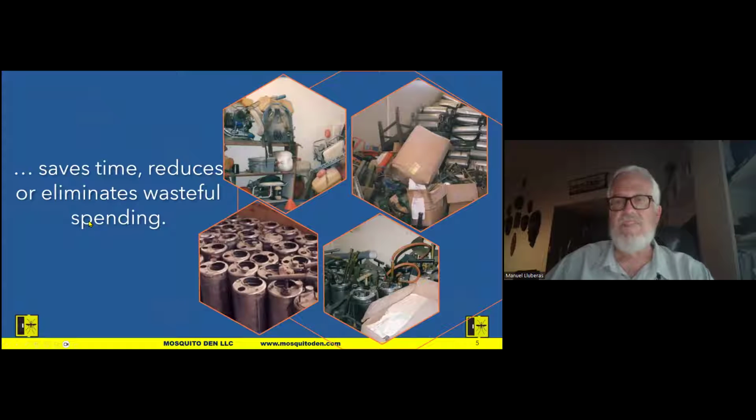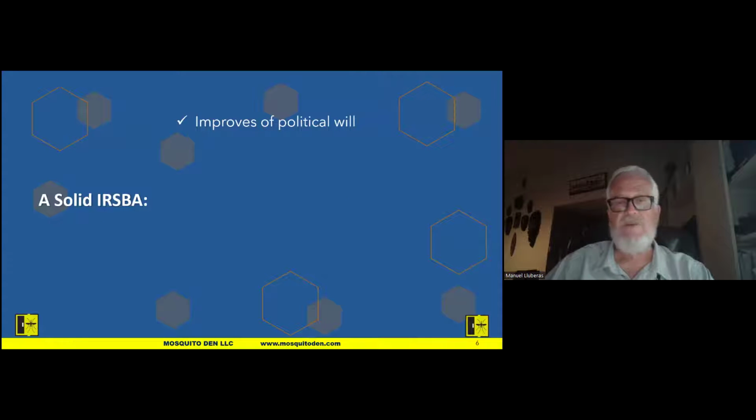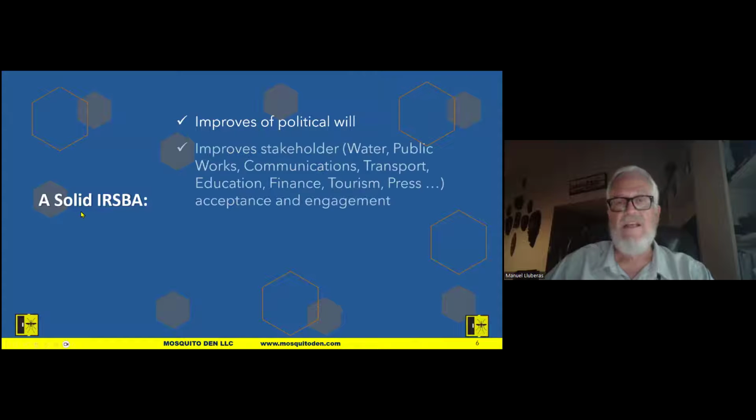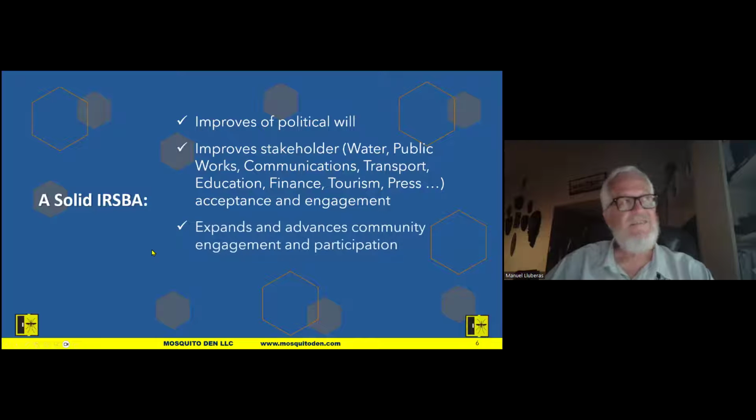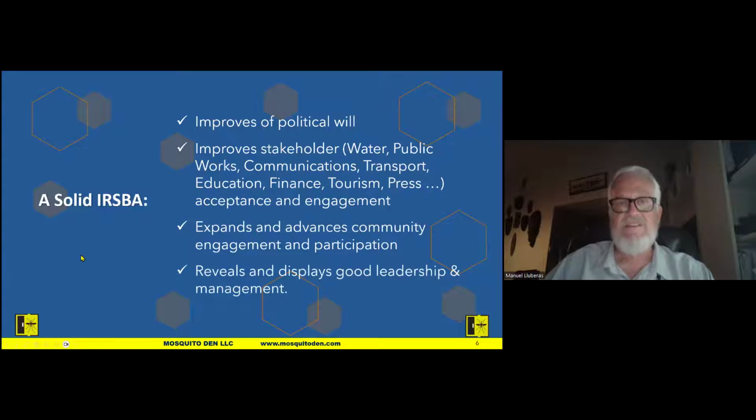So a solid business architecture for IRS will improve political will for the campaign. It will improve stakeholder engagement. And what I mean by stakeholder is departments besides the ministries of health: the ministries of water, public works, communications, transportation, education, finance, tourism. Anybody who is a minister in a government should be engaged. It expands and advances community engagement and participation, making them essentially force multipliers, as is often used. And last but not least, it demonstrates and reveals good leadership and planning.